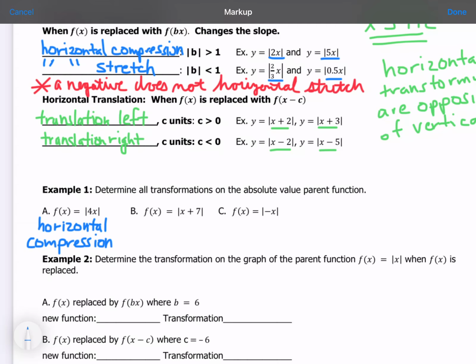For b, f of x equals absolute value of x plus 7. X has lied to us. It's not moving 7 to the right. It's moving 7 left. And then here's a new one, absolute value of negative x. The negative sign previously was outside the absolute value, which would flip it over the x-axis, but this is a y-axis reflection. And we'll see one of those a little bit later on here.